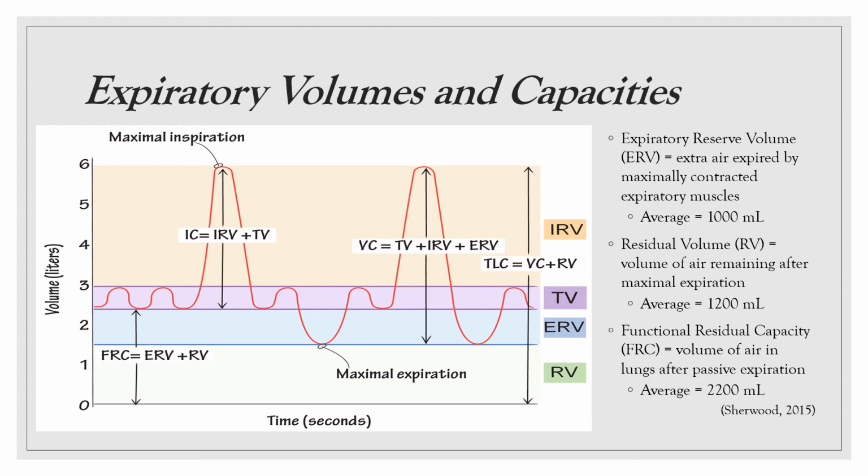By adding together the expiratory reserve volume and the residual volume, we are able to calculate the functional residual capacity. This is the volume of air that remains in the lungs after a normal passive expiration. It is achieved as a result of the net compliance of the lungs. The average functional residual capacity for a healthy individual is 2,200 milliliters.